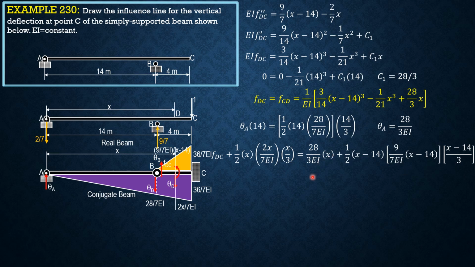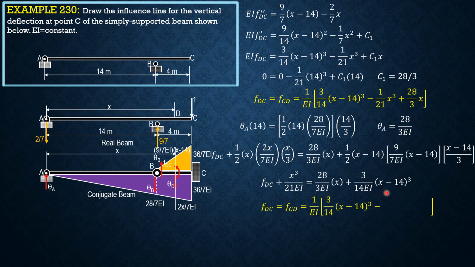So simplifying, FDC plus x cubed over 21 EI equals 28x over 3 EI plus 3 over 14 EI times (x minus 14) cubed. Transposing this to the right and factoring out EI, FDC, which is equal to FCD, is 1 over EI times the quantity 3 over 14 times (x minus 14) cubed minus 1 over 21 x cubed plus 28 over 3 x, which is the same as that.